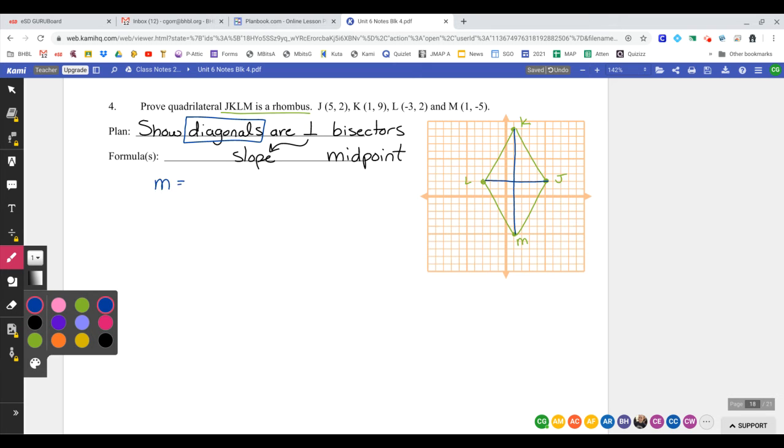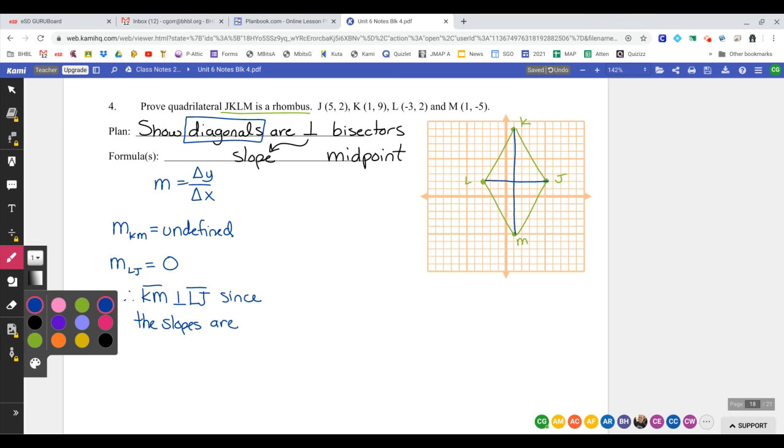So my slope formula, the change in y over the change in x. So I first want to state my slope of KM. Now this is a vertical line, so this is an undefined slope. I want to then look at my slope of LJ, and I know that that's 0. So I can now make the conclusion that KM is perpendicular to LJ, since the slopes are negative reciprocals.